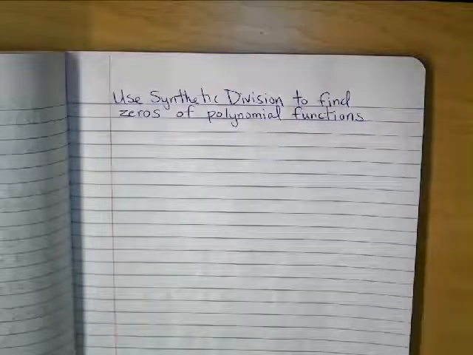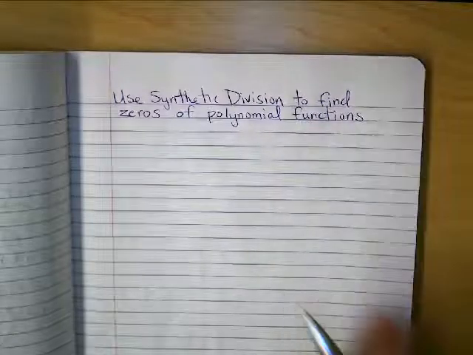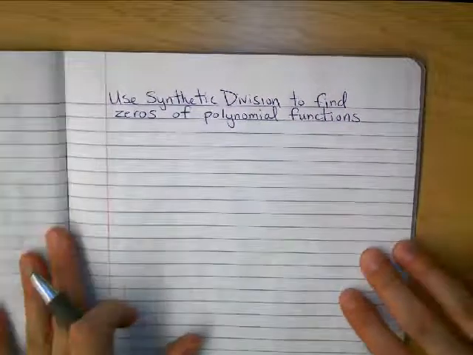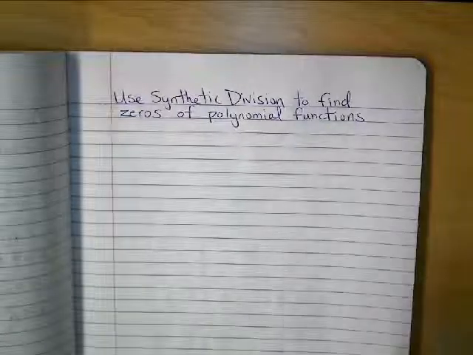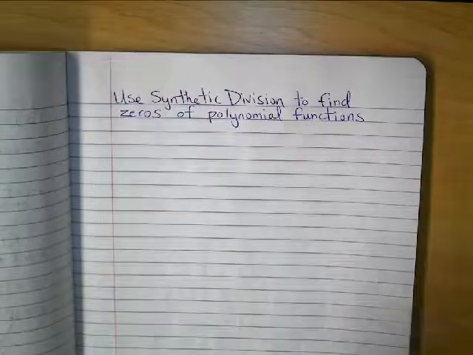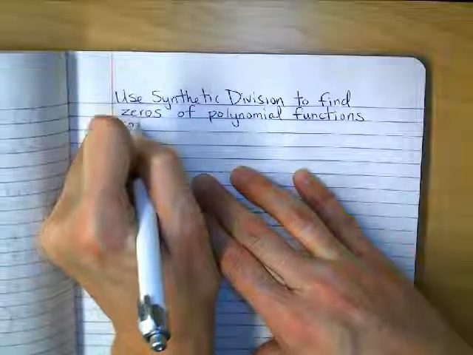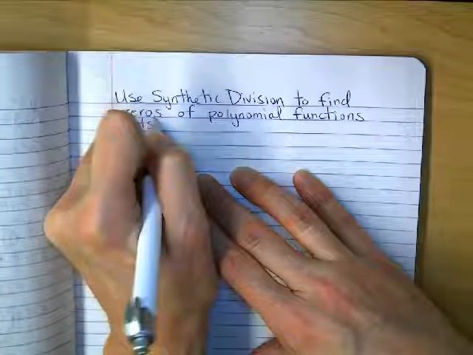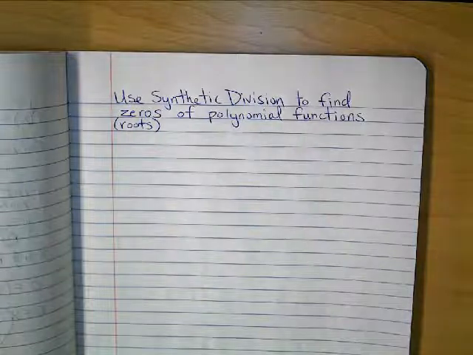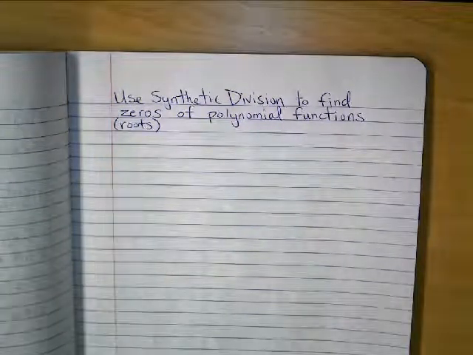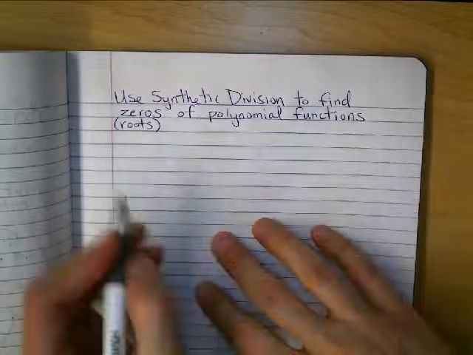Okay, so we're going to use a thing called synthetic division to find zeros of polynomial functions. And again, the word zeros, those are like roots. Roots is another word for zeros. They could say roots. Zeros, roots, solutions, they're all the same thing.